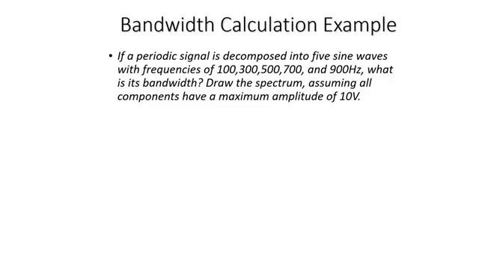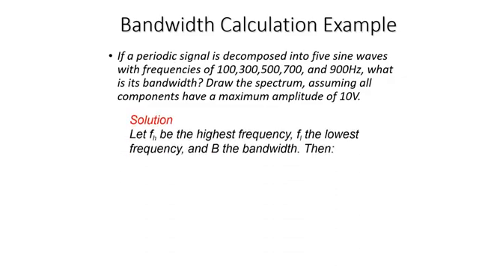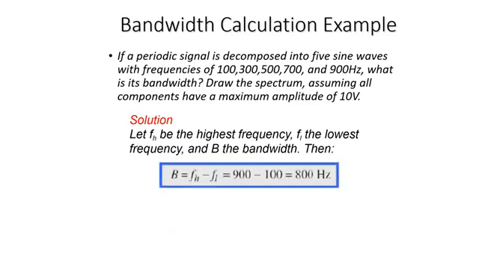Here is another example of computing bandwidth. If a periodic signal is decomposed into 5 sine waves with frequencies of 100, 300, 500, 700, and 900 Hz, what is its bandwidth? To solve this problem, we simply take the highest frequency and subtract by the lowest frequency. So 900 minus 100 will give us 800 Hz.